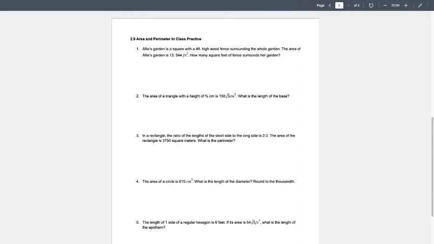So we've got Allie has a garden, and it's square. It has a 4-foot high wood fence surrounding it. The area of the garden is 12,544 feet, and we want to know how many square feet of fence surrounds her garden. So kind of envision that. Like this would be a fence panel covering her garden, one side of it. This would be another side of the fence panel. This would be another side, and then this would be the back.